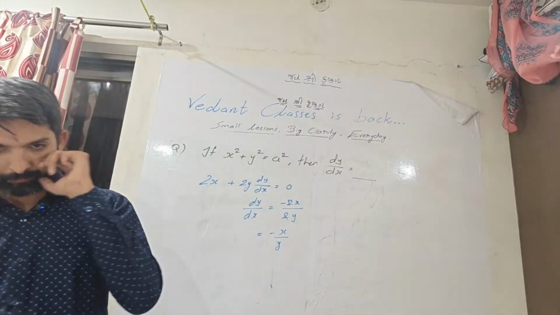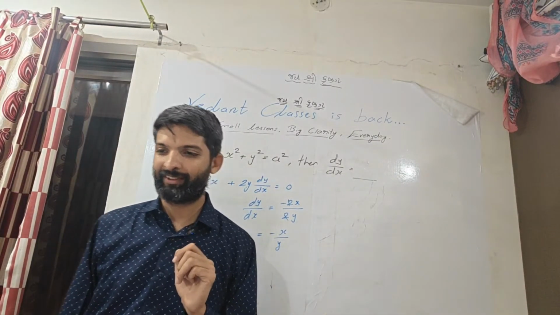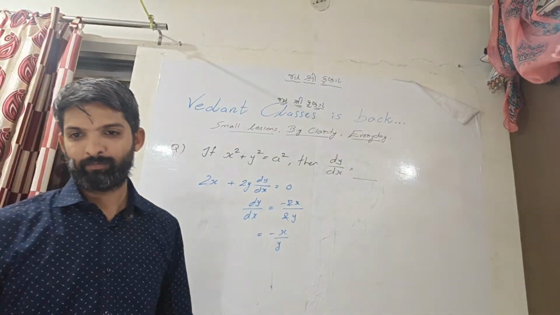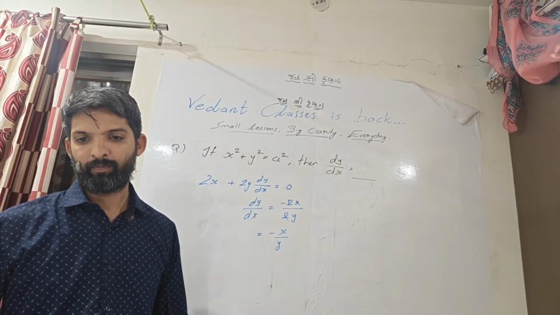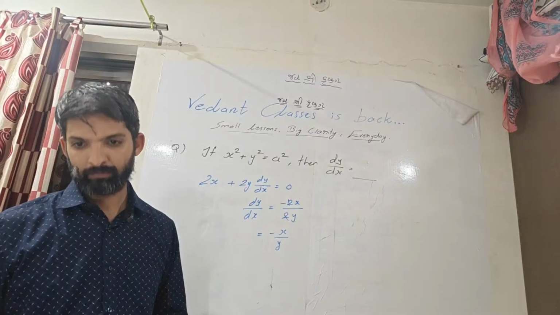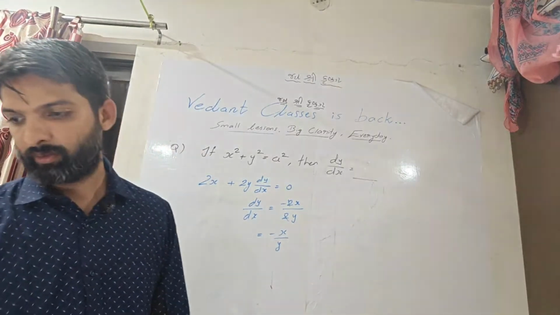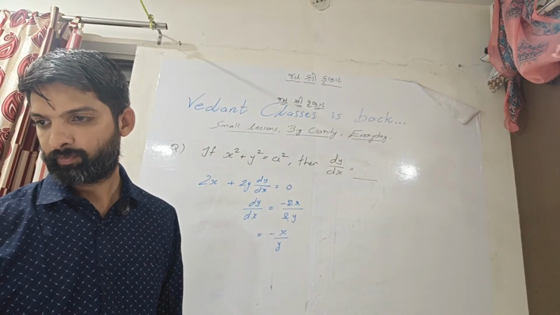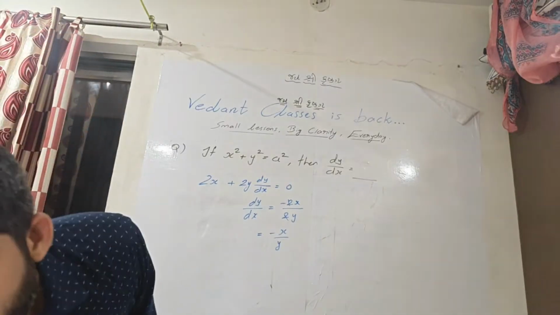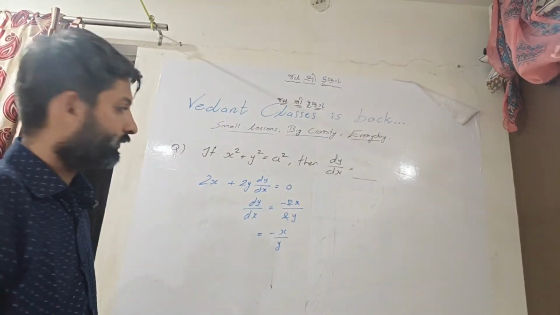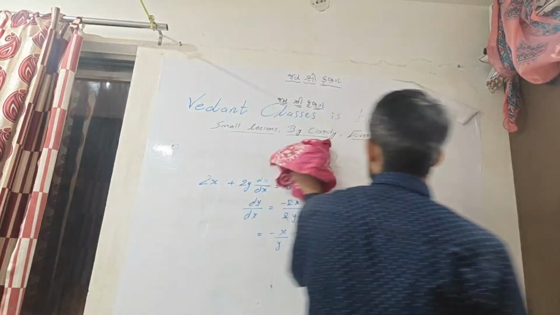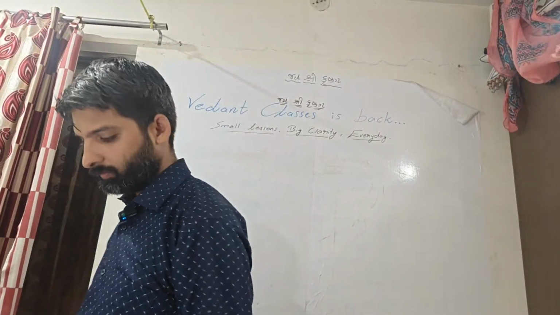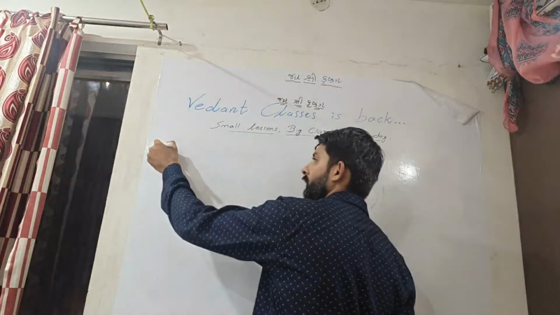How many of you got this? Honestly tell me. No cheating. How many of you got this? Minus x by y. All right. If you got it, why not typing? Everyone get the answer. So okay, let's see the next.